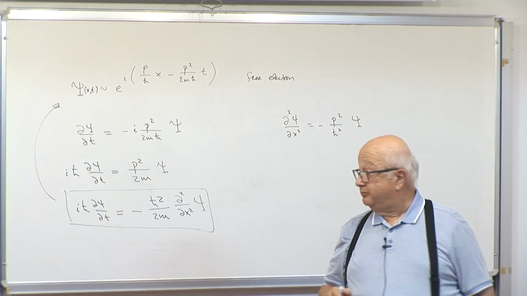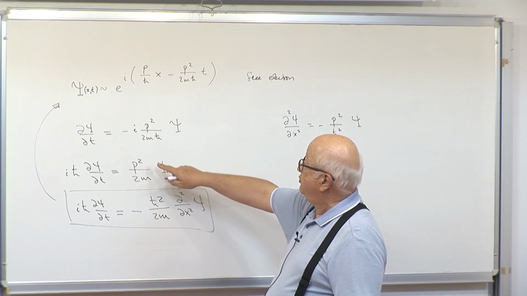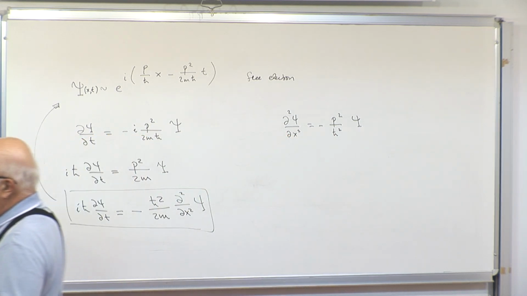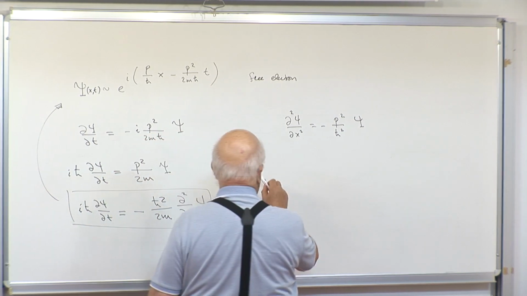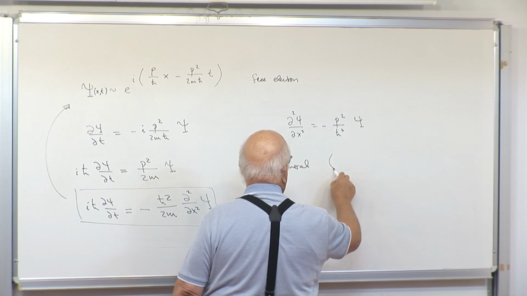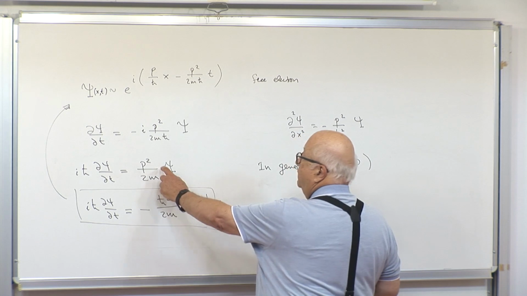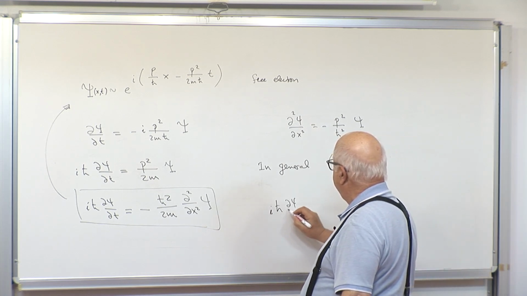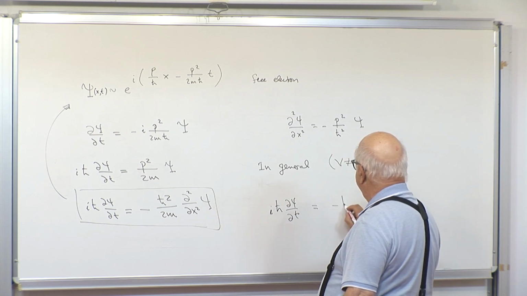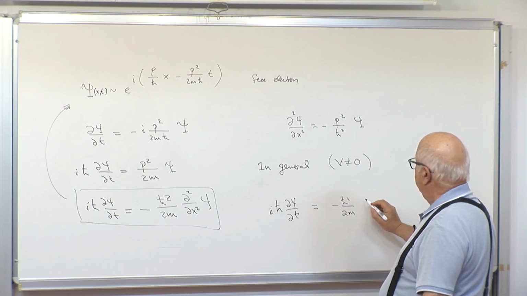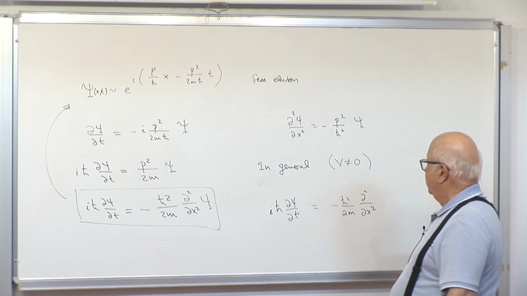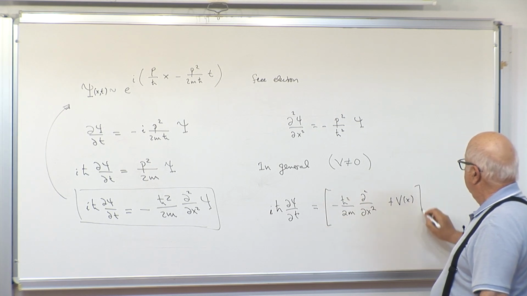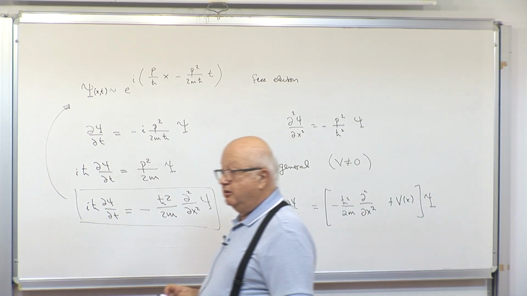Okay? Now, remember where this term comes from? This term comes from this p squared over 2m, which is the kinetic energy. So if I now want to release the restriction that this is going to be a free electron, so let me say in general, which means for cases when V is not equal to 0, well, I'm going to get a potential energy term here. So it's going to be i h bar ∂ψ/∂t is equal to minus h bar squared over 2m, okay, ∂²/∂x², okay, plus this V of x operating on ψ.